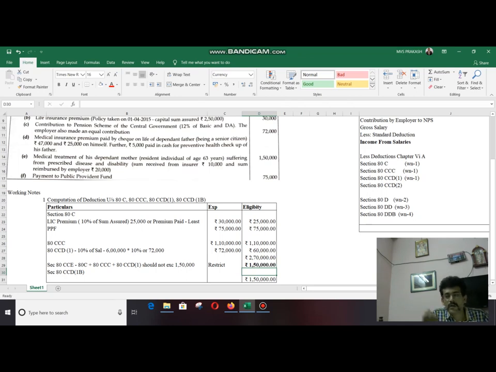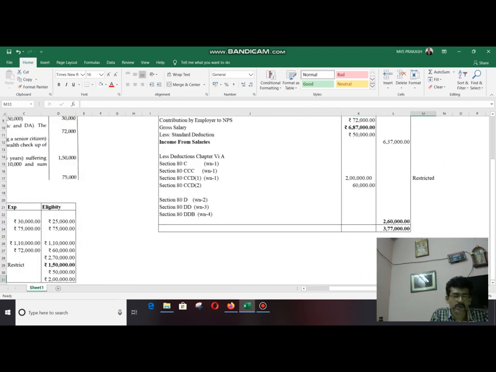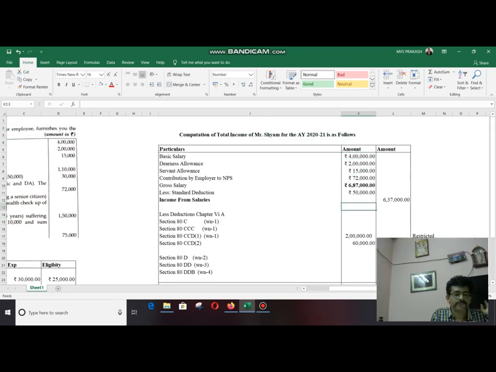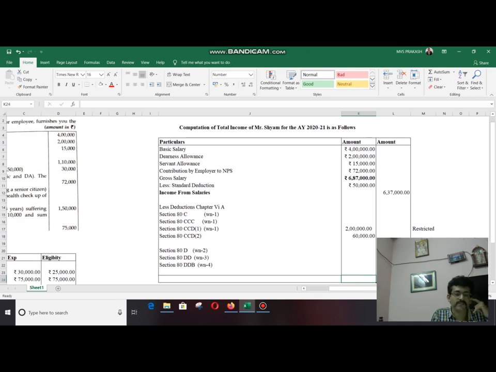To what extent? To the differential or 50,000, whichever is least. So here the entire 60,000 was not taken. 60,000 or 50,000, what is least? 50,000. So ultimately, the maximum eligible deduction under 80C, 80CCC, 80CCD subsection 1 and 1B, what is the total? The total is coming to 2 lakhs. We are restricting that to 2 lakhs. That's the summary of your 80C, 80CCC, 80CCD subsection 1, 80CCD subsection 2. Okay. So quickly take a note of what we have discussed. So we will proceed to working note number 2 as well as working note number 3.